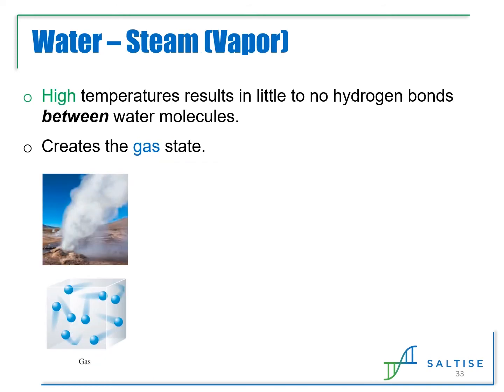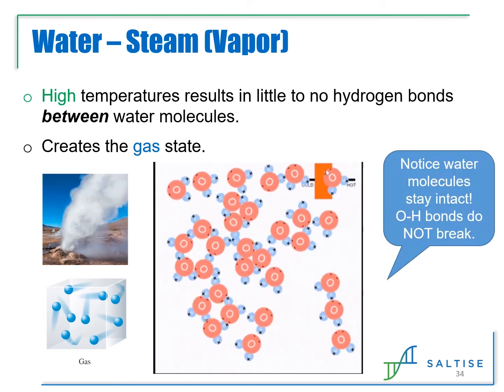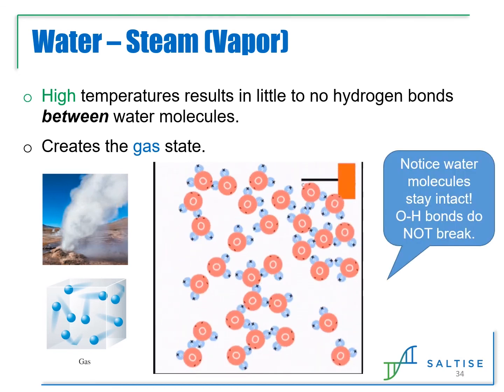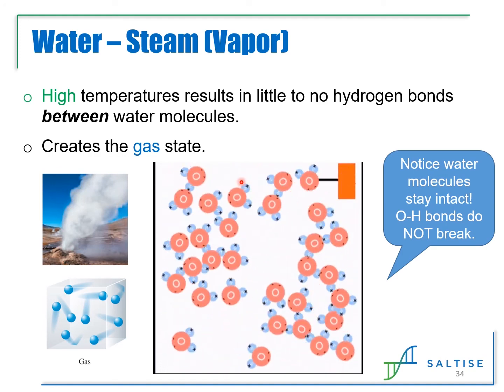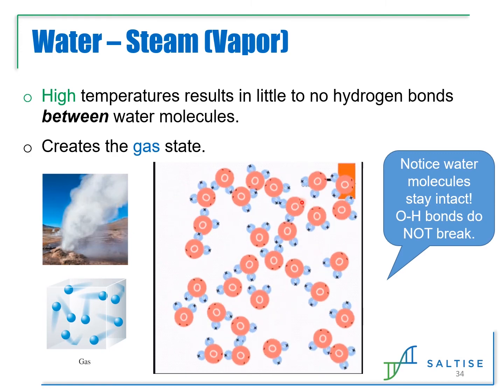At higher temperatures, the water molecules are moving and vibrating so much there is little to no hydrogen bonding between each other. The result is water in the gas state, which would be described as steam or water vapor. When temperatures have reached approximately 100 degrees Celsius, water boils. So here in the simulation, the temperature was adjusted to show you higher temperatures.